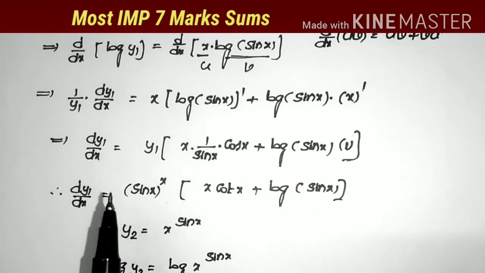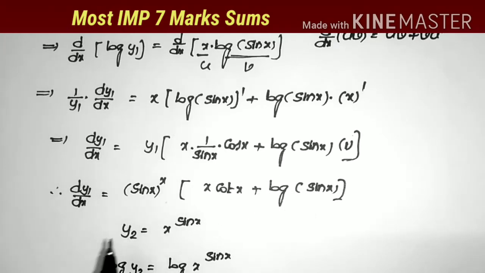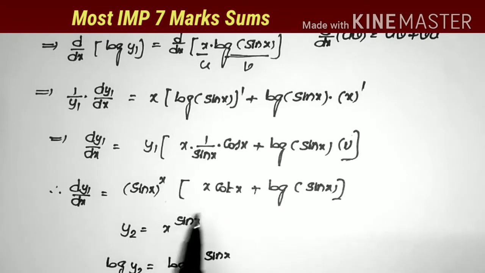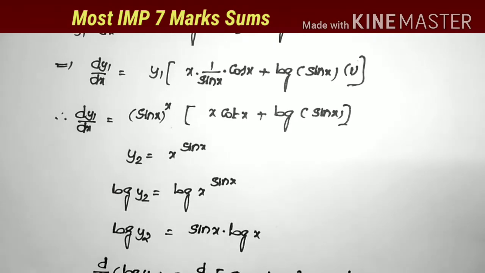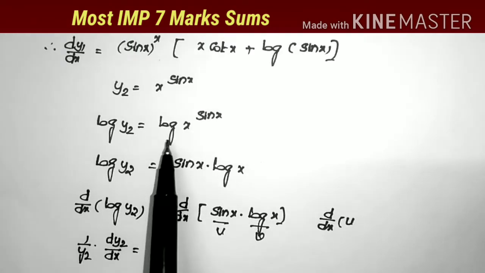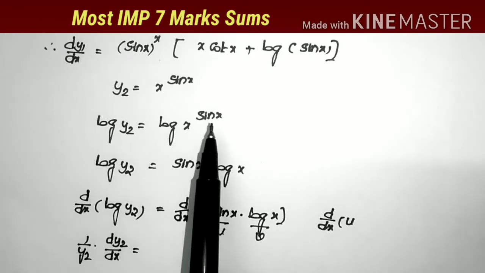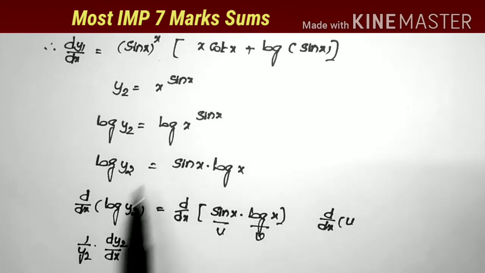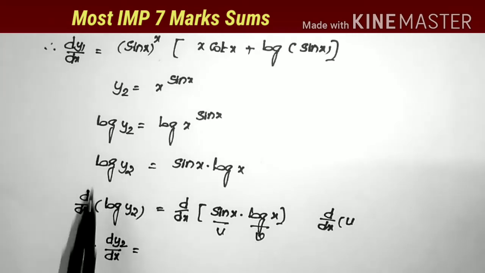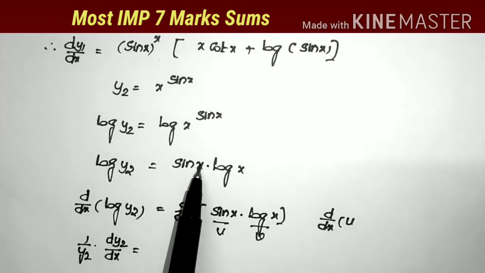Now we want dy2 by dx. For that, taking y2 value first. What is y2? y2 is equal to x power sin x. Same procedure. Now applying the logarithm first, that is log y2 is equal to log x power sin x. Now writing the power as the multiplier, that is sin x into log x. Applying the derivative, that is d by dx of log y2 is equal to d by dx of sin x into log x.